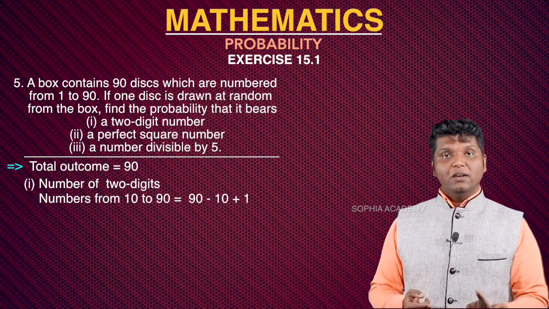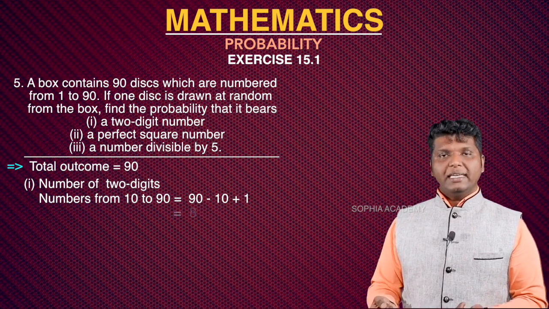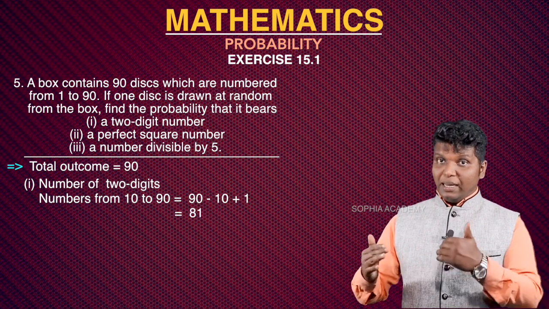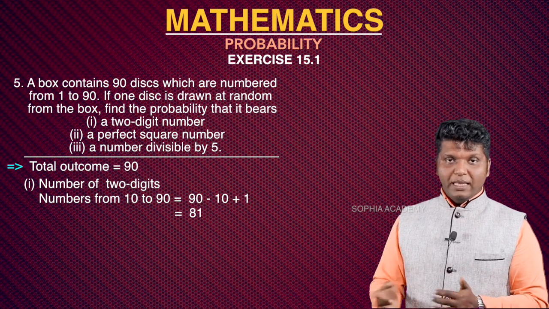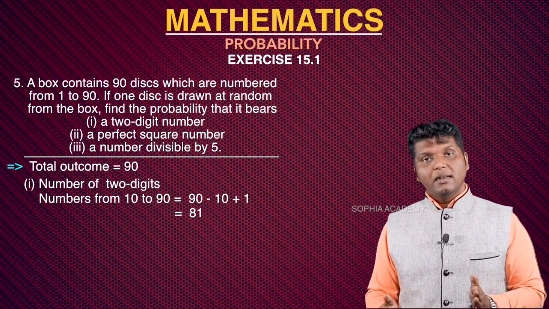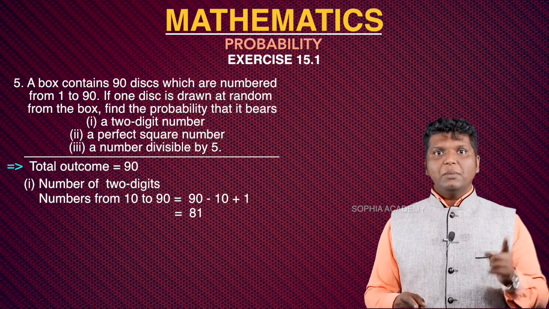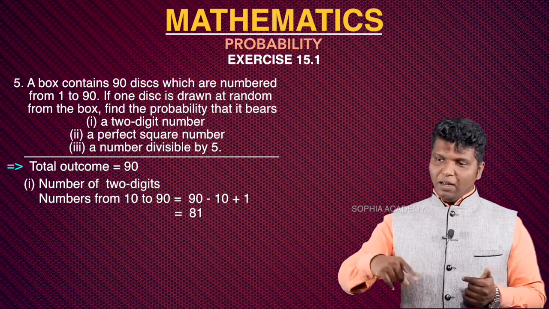90 minus 10. What is it? It is 80, plus 1, 81. Right? 90 minus 10, then you have to add one more. That's the way to calculate, because from 1 to 90, how many cards are there? From 1 to 90, 90 cards are there. How did you get it? 90 minus 1 is 89, plus 1.